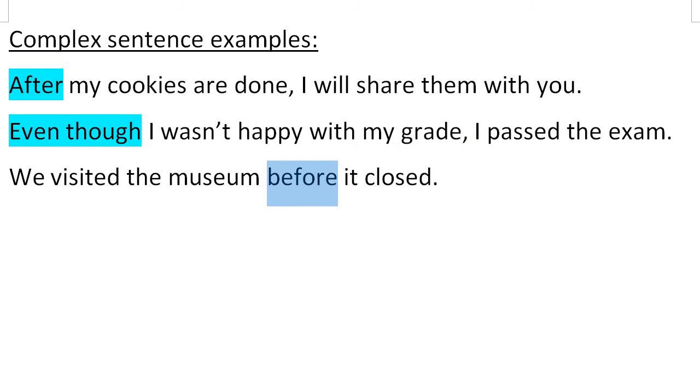Right. So in a complex sentence, the conjunction can be up front or it can also be in the middle, because I could say, "I will share my cookies with you after they are done." So then "after" is in the middle. I could also say, "I wasn't happy with my grade even though I passed the exam." So you need to be careful. It's not always going to be in between the two clauses. It can be in the front. And even here, you can even put "before." You can say, "Before it closed, we visited the museum."